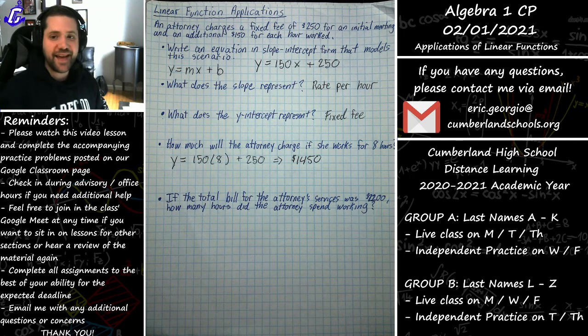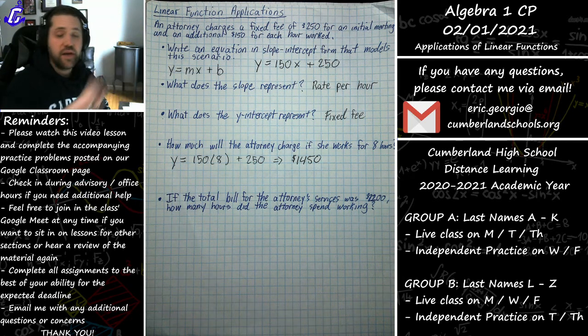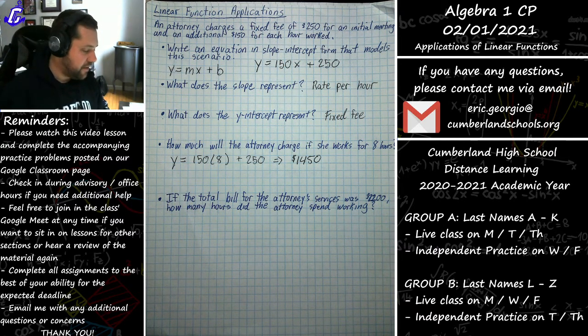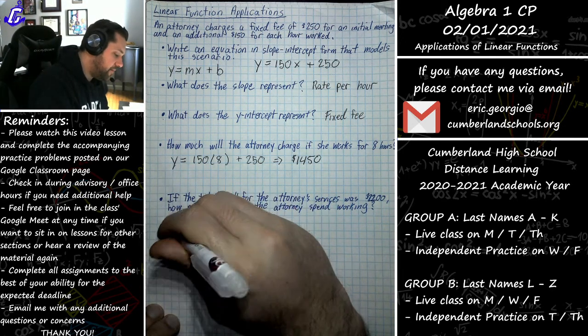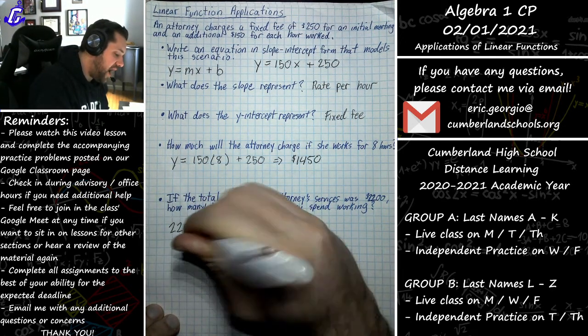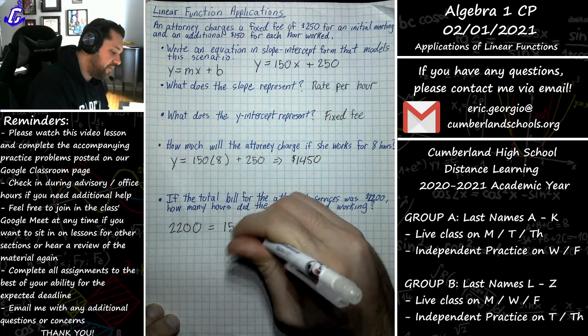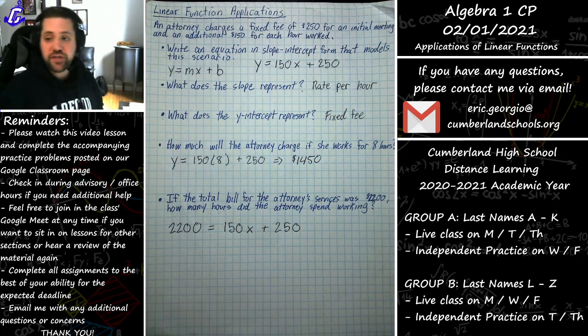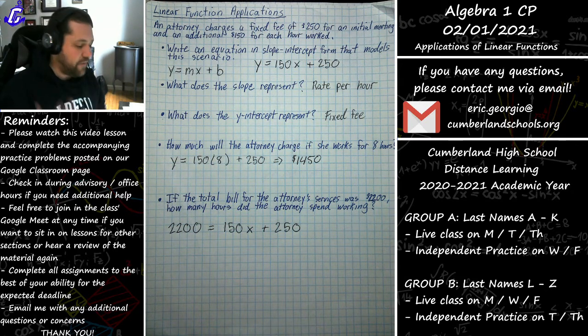Well, this is now saying, instead of plugging in a value for x, saying this is how many hours, we're now plugging in a value for y, saying this is what I need the total cost to be. How many hours makes that happen? Okay, so we would say 2,200, our y, our output, should equal 150 times x plus 250. And now we can do a little bit of algebra to figure out what x value makes that possible. How many hours does the attorney have to spend working?